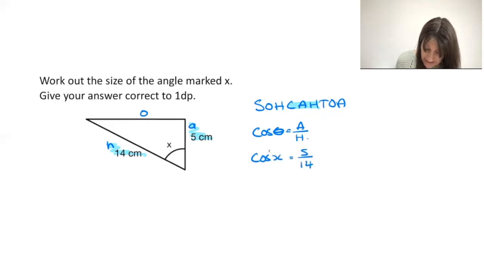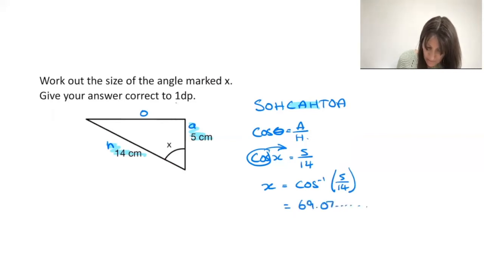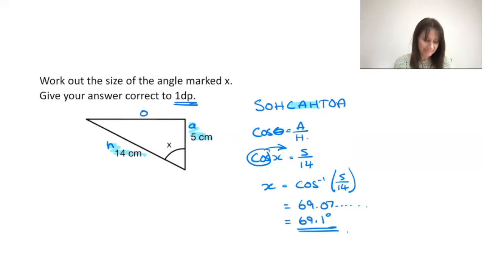If I want to know what X is, get it on its own. So cos is going across, landing as -1. And that is what you would put into your calculator, getting you 69.07, on and on it goes. We've been told 1 decimal place, so 69.1, and it's degrees because we were finding the angle. Okay.